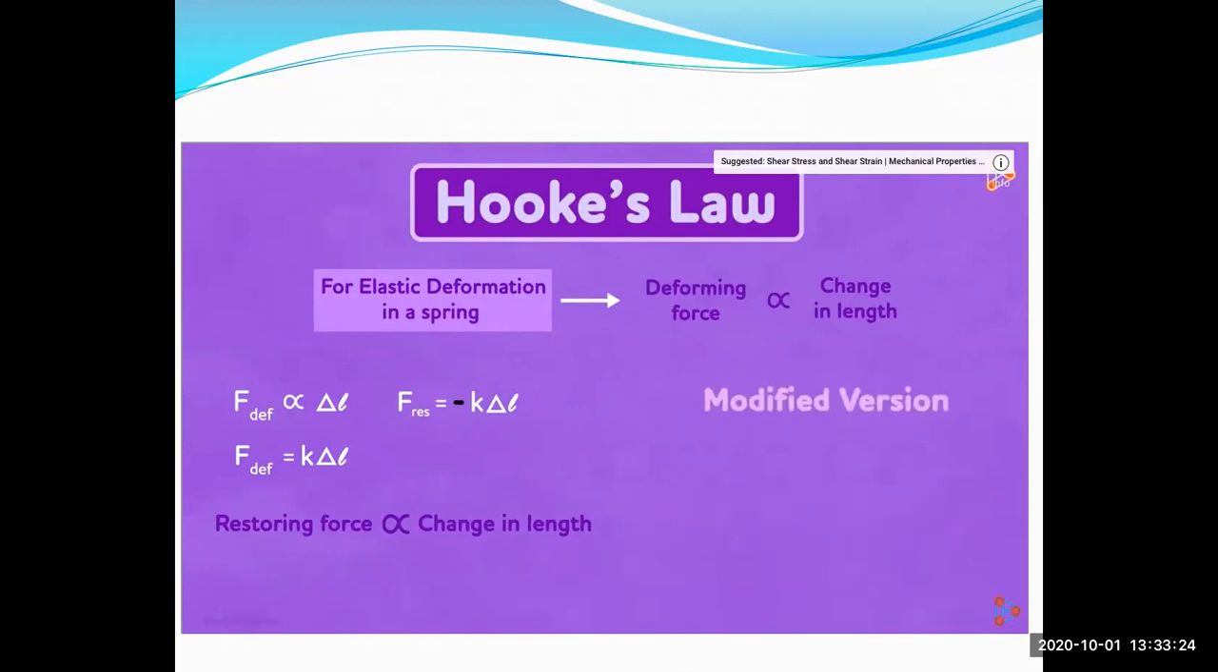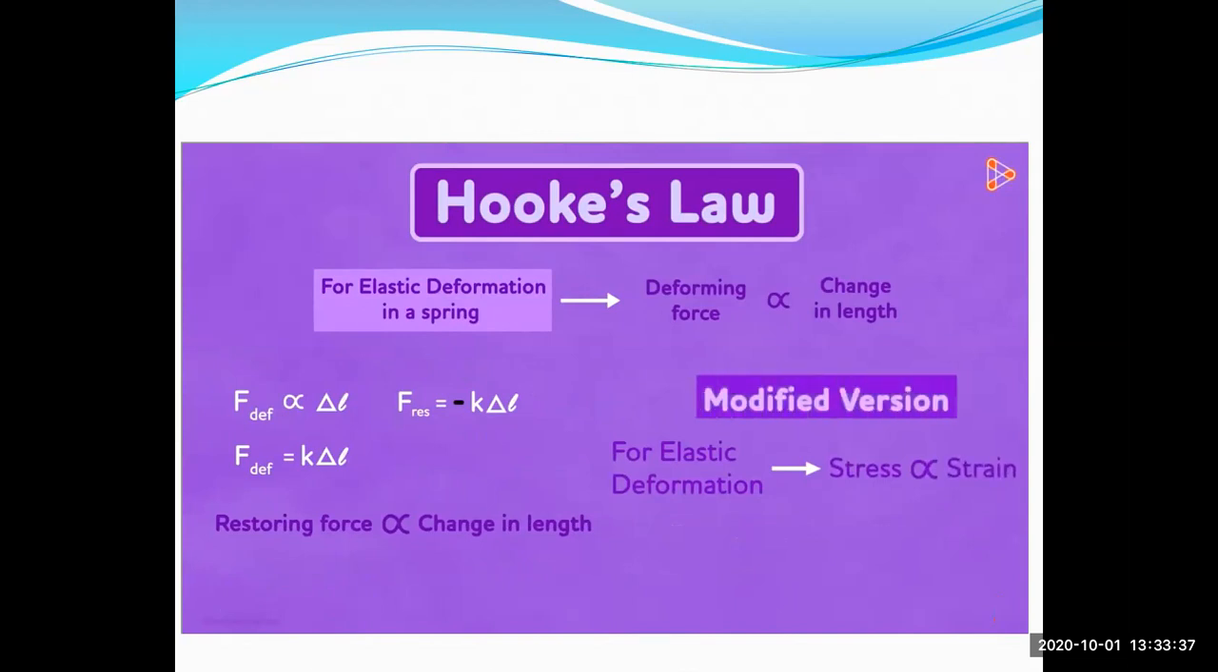Also, there is a modified version of Hooke's law. It says that in an elastic deformation, the stress experienced by a body is directly proportional to strain. Before understanding this modified version, we need to understand what stress and strain mean. And we will do that in the next video.